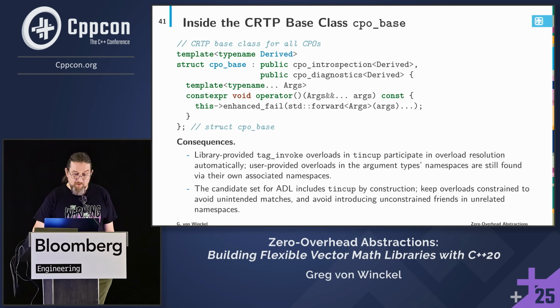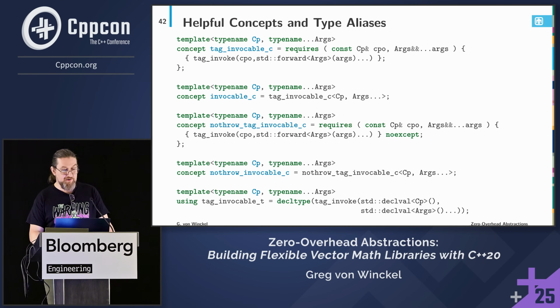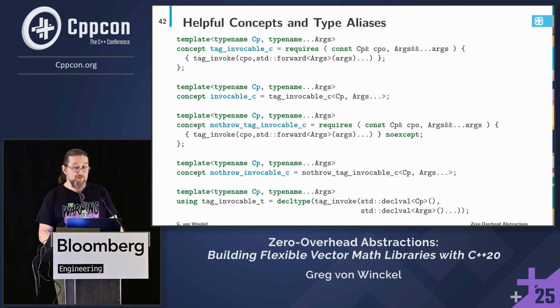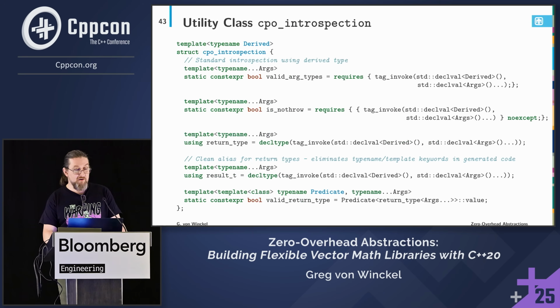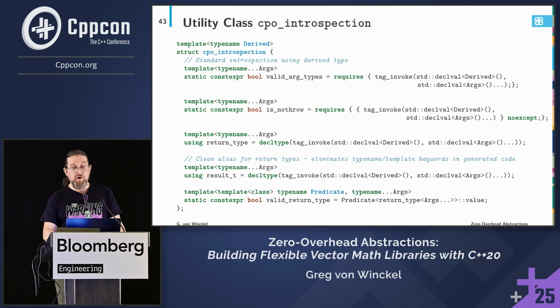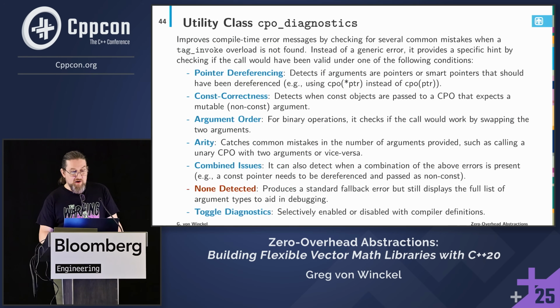Let's see, I'm going to skip that one. All right, so here are the concepts that it generates. It checks to see if you can use tag invoke, and it will check whether it's no throw and what the return type is. And then the introspection class defines what the valid argument types are that you can use, whether it's no throw, what the return type is, and all of that kind of stuff.